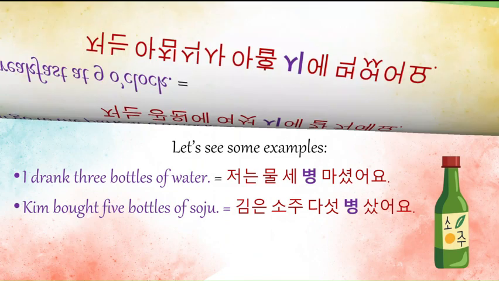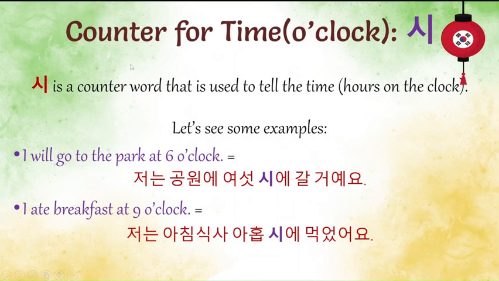Okay? Now let's see the fourth counter. That is the counter for time. Now here by time, I mean when you have to say time in o'clock format, right? 5 o'clock, 7 o'clock, that. So if you're talking about time in that way, then you use the counter 시. 시 is the counter word that is used to tell the time in the format when you're talking about hours on the clock.